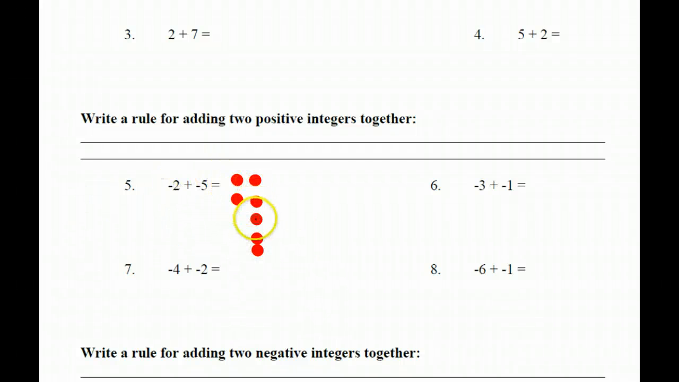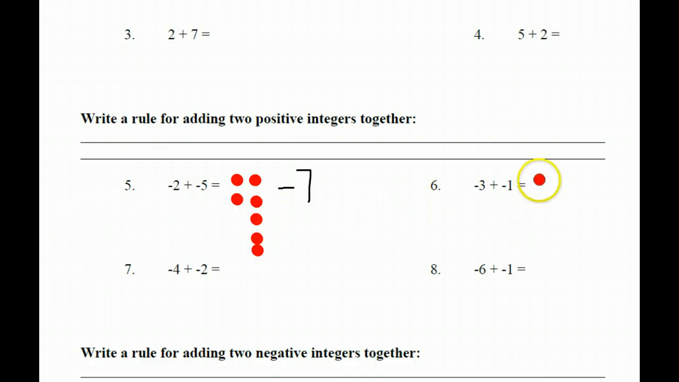1, 2, 3, 4, 5, 6, 7. I've got 7 chips, and those are negative chips. So my answer is -7. If you thought a negative plus a negative is a positive, that's not true. A negative times a negative is a positive, but a negative plus a negative will be a negative because you're adding more negatives. You've got negative numbers. You add more negative numbers. All you have there are negative numbers.